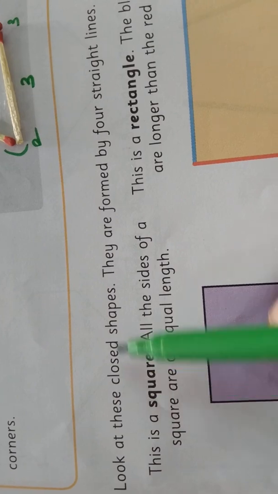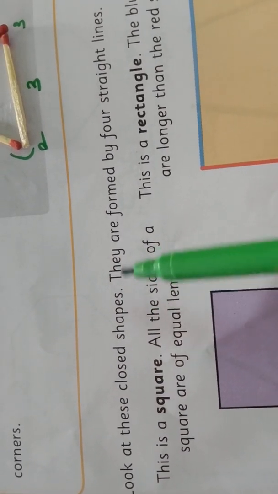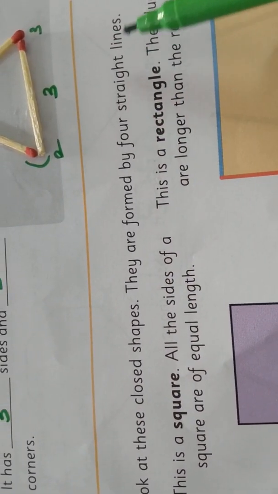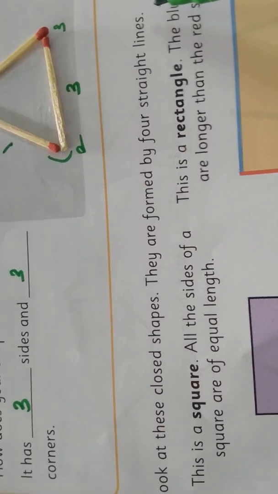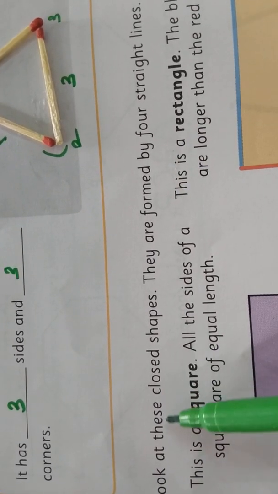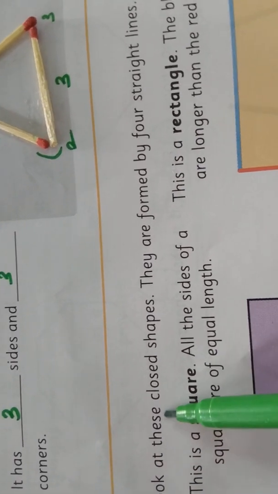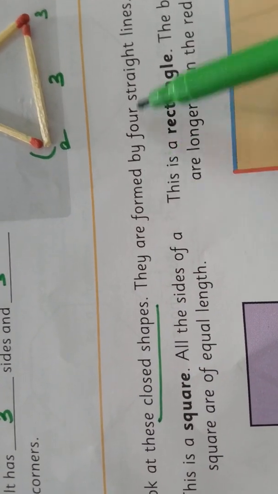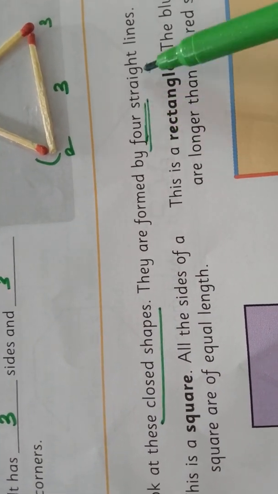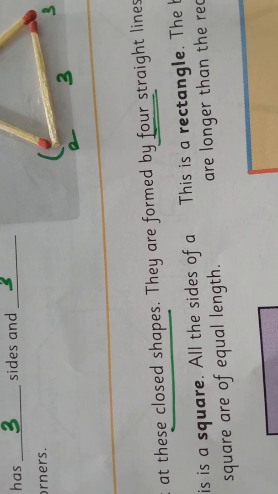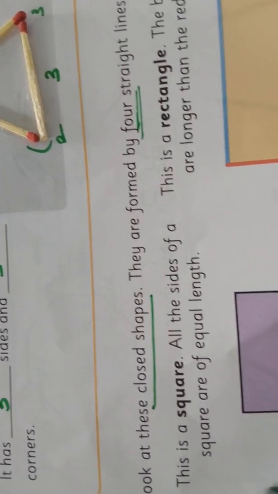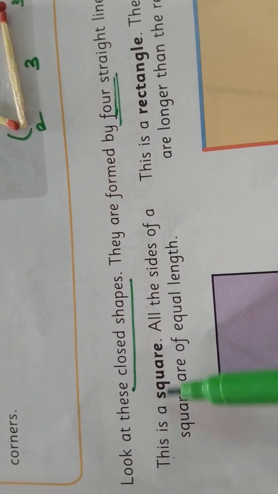Look at these closed shapes. They are formed by 4 straight lines. These are the closed shapes. They are formed by 4 straight lines. How many straight lines, children? 4 straight lines. This is a square.